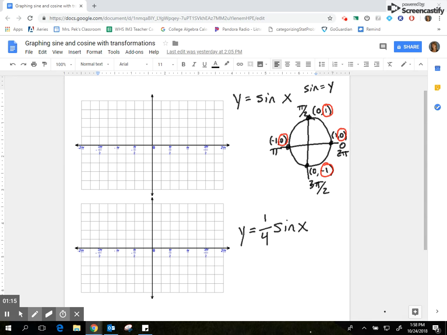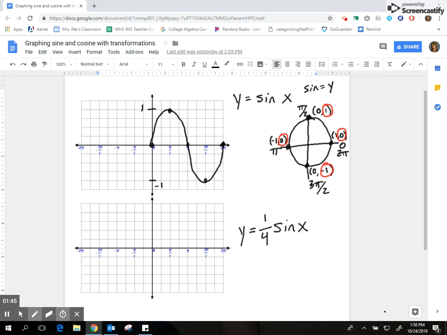If the angle is 0, the sine is 0. If the angle is pi over 2, the sine is 1, and we'll just do it like this. All right, if the angle is pi, the sine is back at 0, and at 3 pi over 2, we're down at -1, and back up at 2 pi, it comes back to 0. And I can graph this curve like this, and it keeps going.